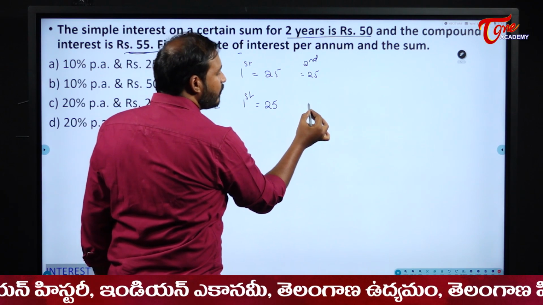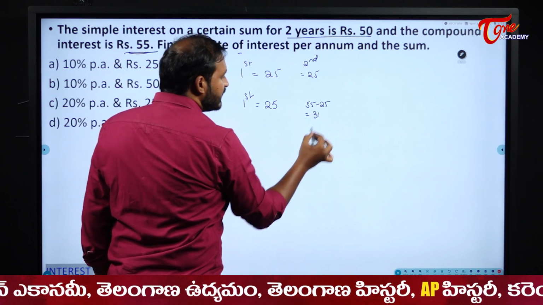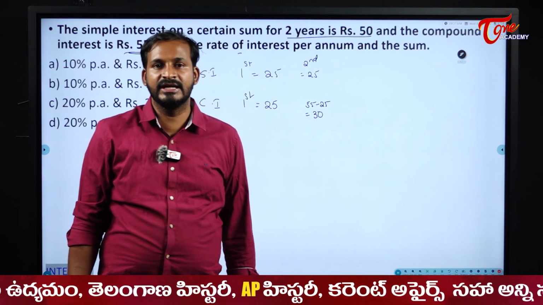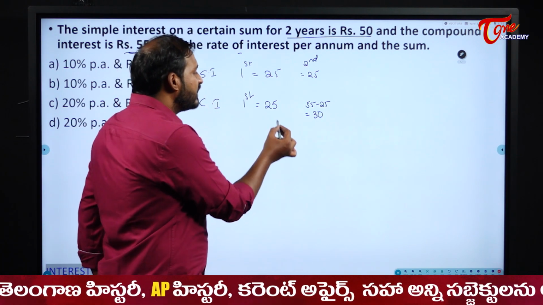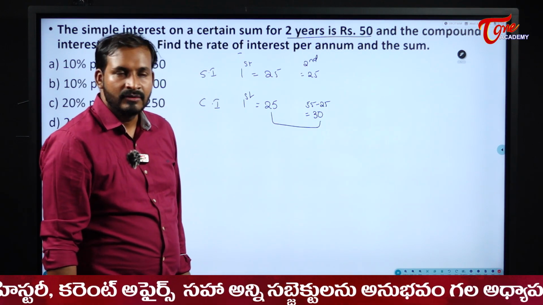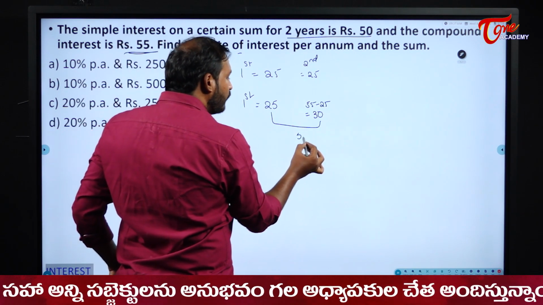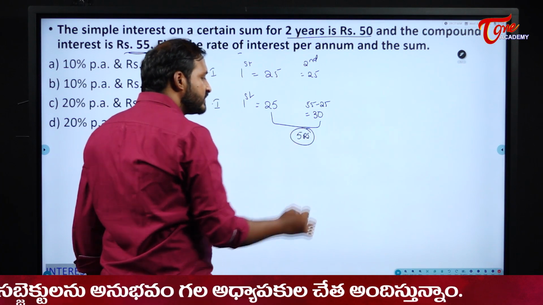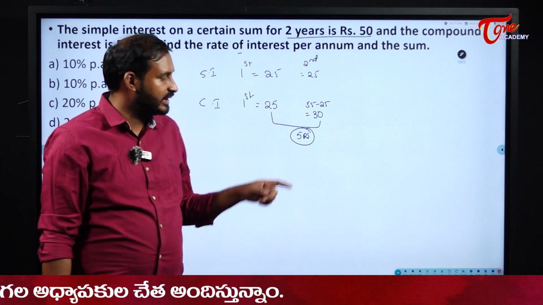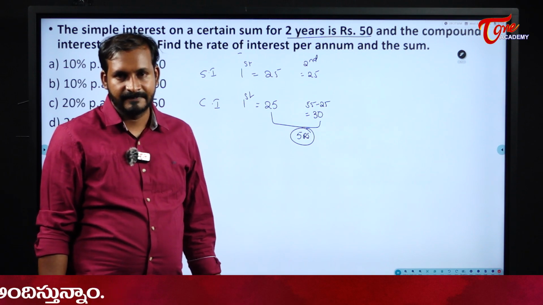So for the second year, how much will it become? 55 minus 25. That means the interest earned in the second year is 30 rupees. Now, what is the difference between the first year interest and second year interest here, students? 5 rupees, right? Now tell me, from where was this 5 rupees collected? This 5 rupees was the interest on the previous interest.